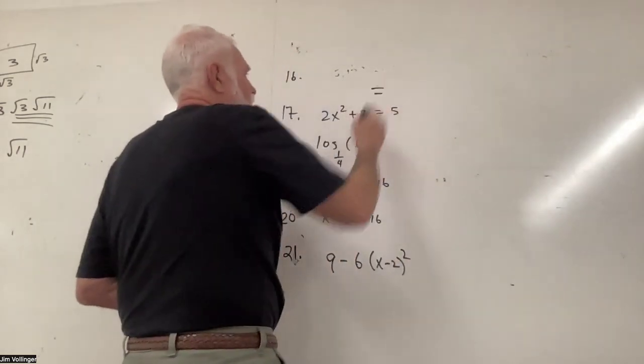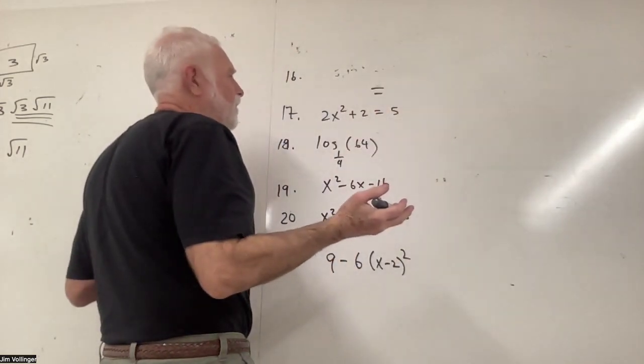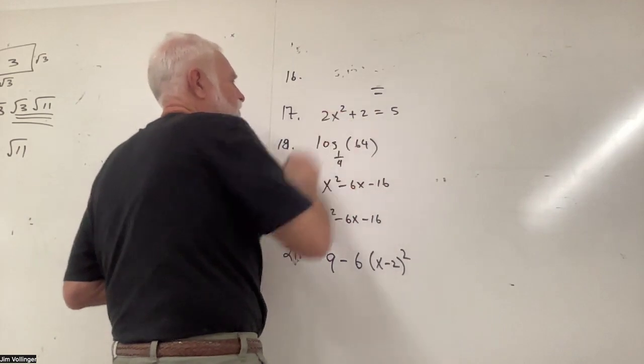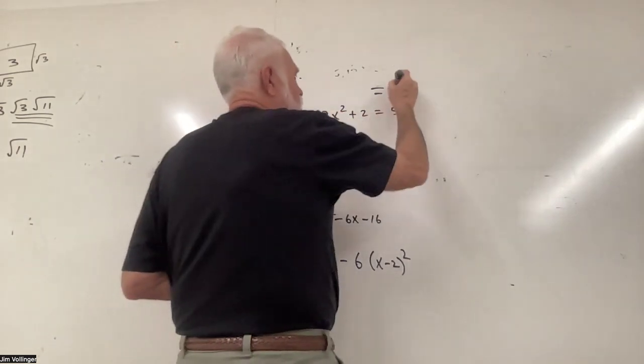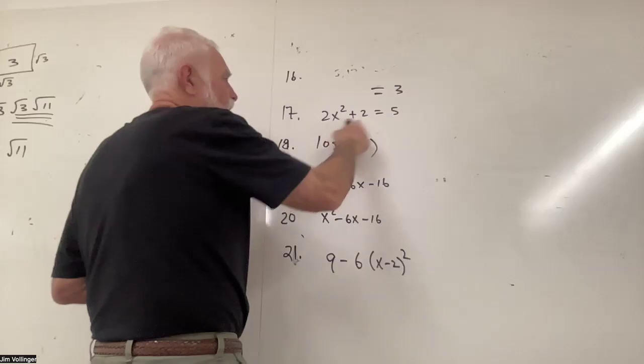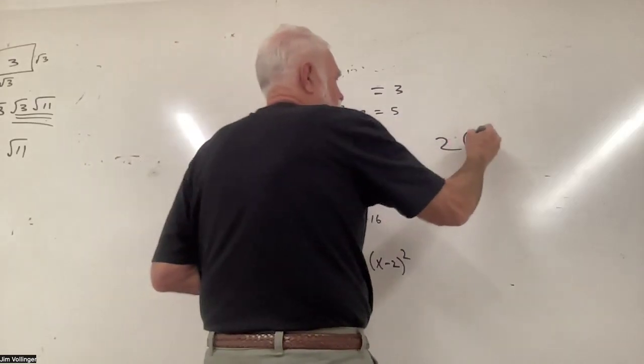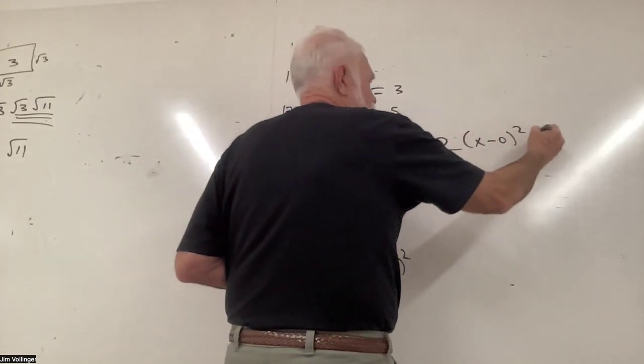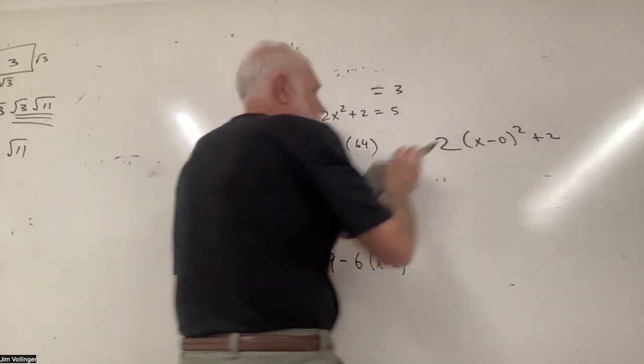Solving this, well, we don't need to do anything here. We can do inverse operations. I've got addition, multiplication, and squaring. So subtract 2, 3. This is in graphing form, by the way. This is the same thing as x minus 0 squared plus 2. A lot of 2's in that problem.